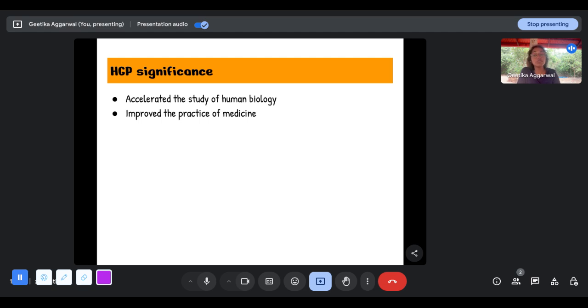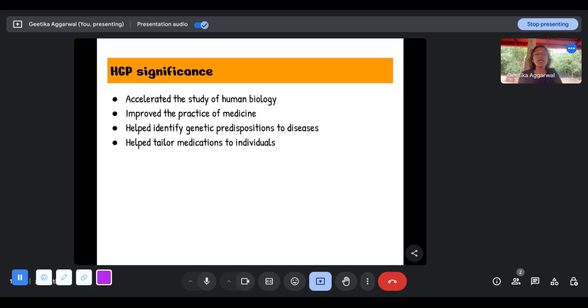It has improved the practice of medicine because now we know where these disorders are coming from and what is responsible. It has helped identify the genetic predisposition to diseases. For example, if you sequence the genome of a person and then their parents and siblings, you can see if they have certain genetic mutations. If the parents carry genes for diabetes, then the offspring might also be predisposed to getting diabetes or cancers and things like that. It helps you tailor medications to individuals. If you sequence the DNA of a particular individual, you can give them medications that target their specific genes that need to be targeted to treat their diseases. So you can get tailor-made medications.